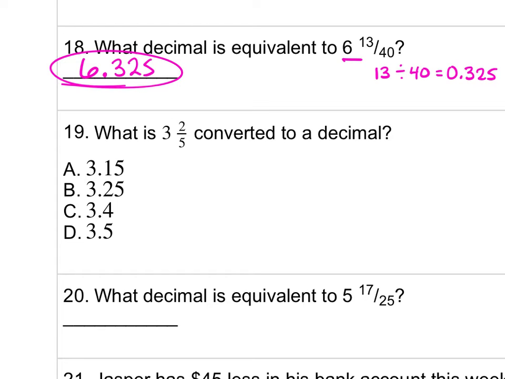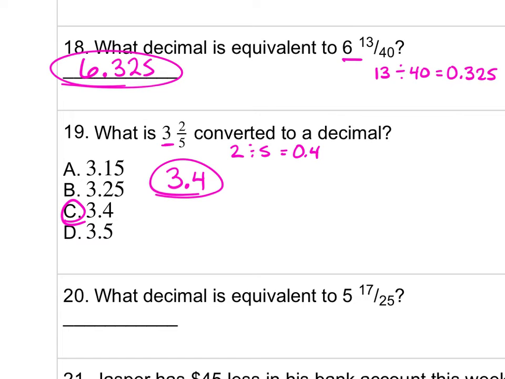Number 19, we're converting 3 and 2/5 to a decimal. So once again, the number in front of the fraction is 3, and 2 divided by 5 is 0.4. So we get 3.4, which is answer choice C.